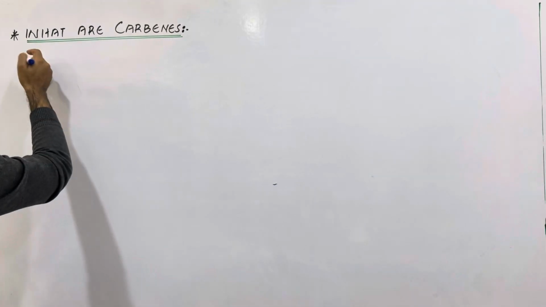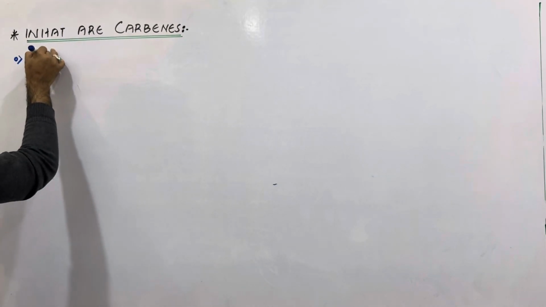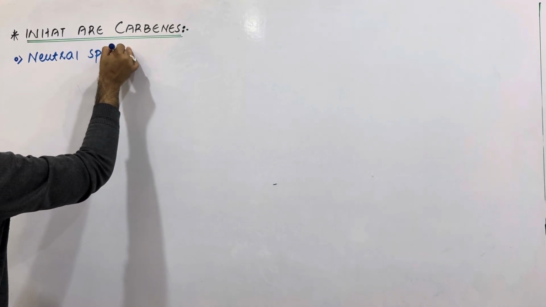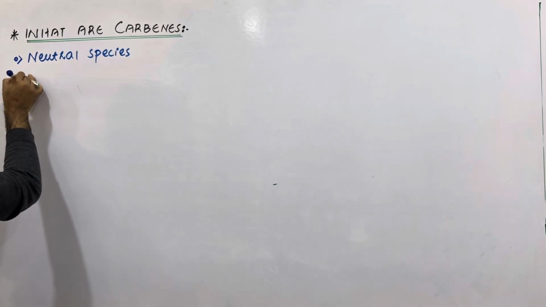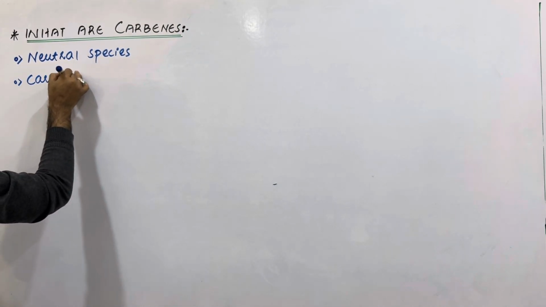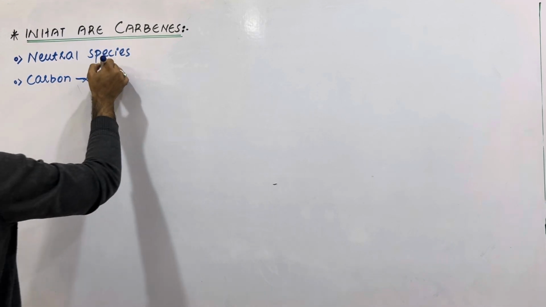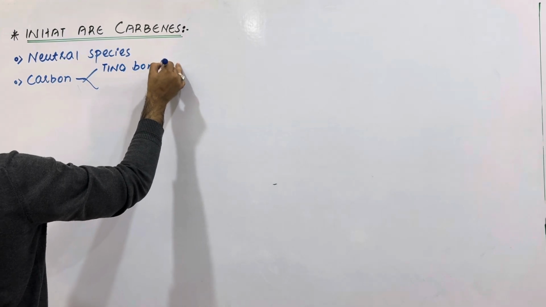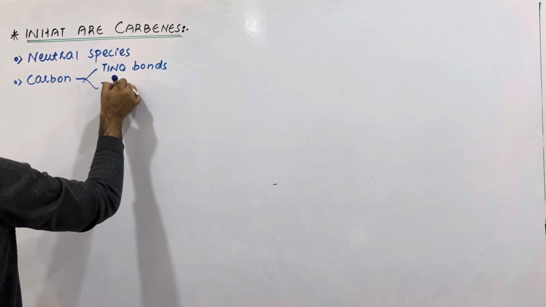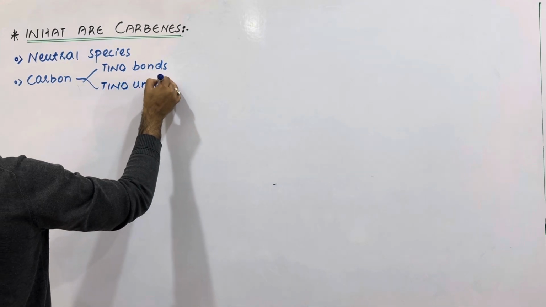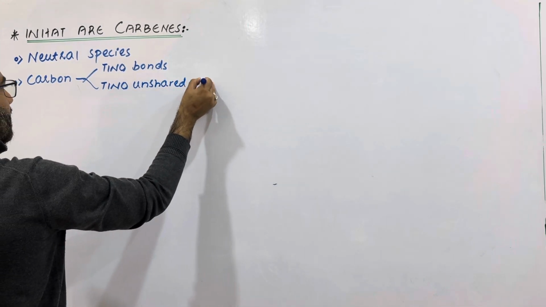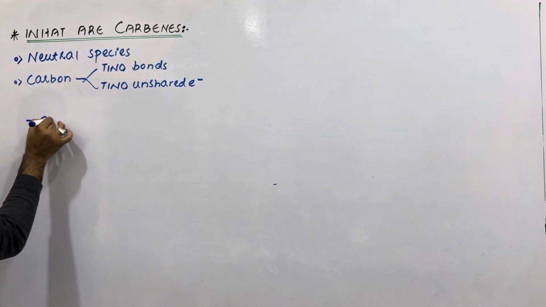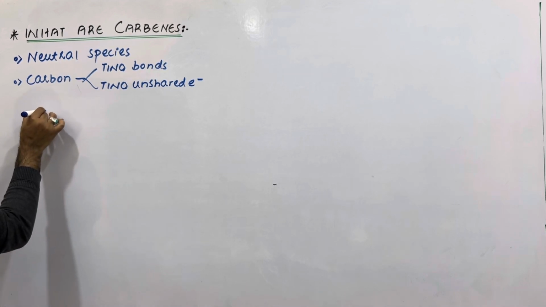In this lecture we are going to talk about the carbenes. Carbenes are basically neutral species in which there will be a carbon having two bonds with some other atom and two unshared electrons. It will be something like this. It is having two bonds and two unshared electrons.